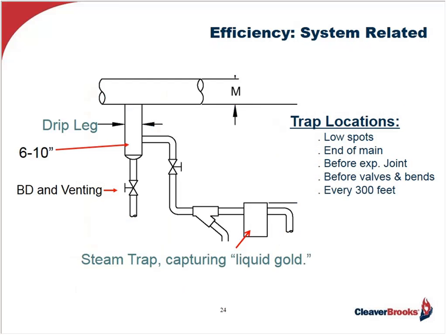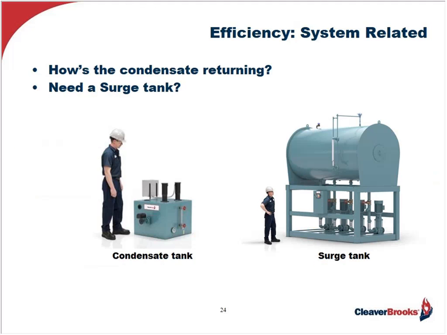What the expert is also looking for is how the traps are piped. As an example, say we're looking at the steam header piping. Where are the traps? Are they at least every 300 feet? What about before expansion joints and before control valves? Do I have traps? What about the drip pocket? Is it properly sized with the proper drain valve? These are things we're looking for.